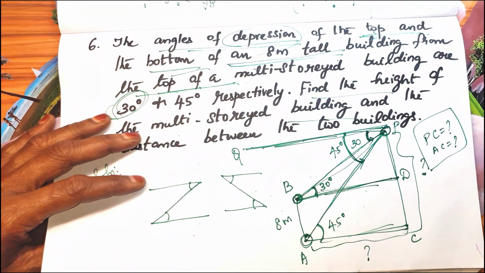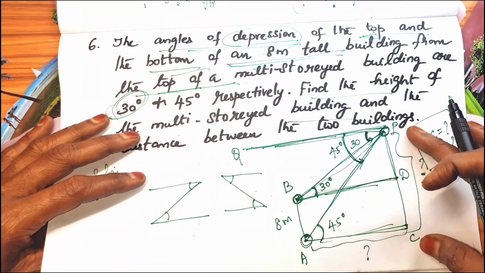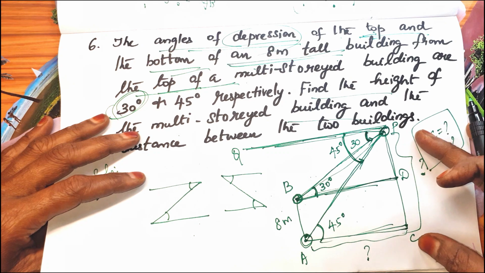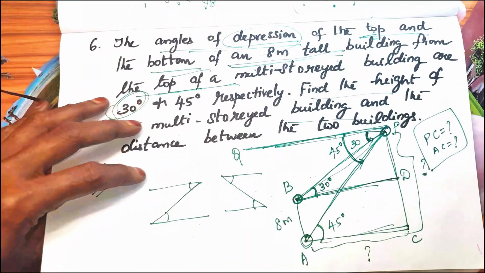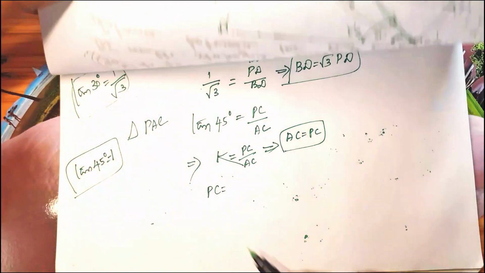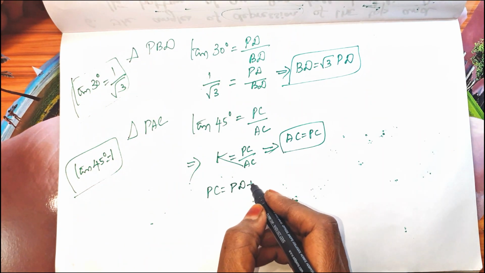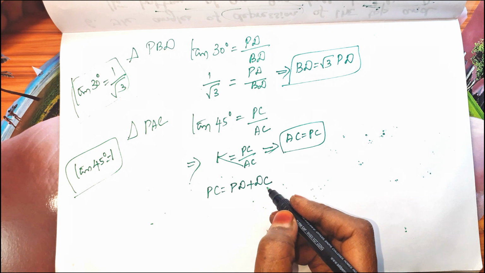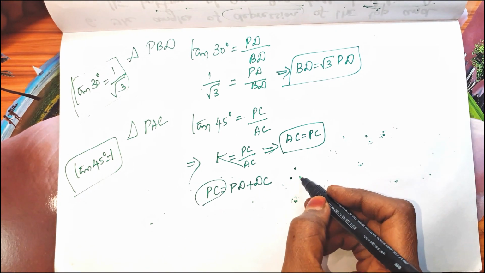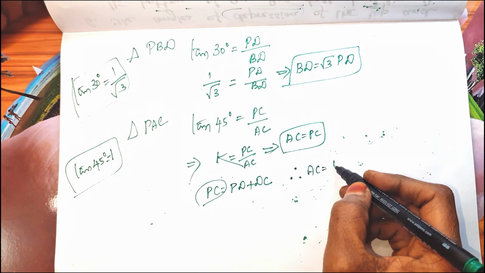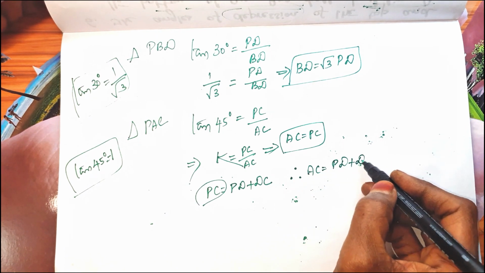What distance do we have to calculate? PC. Am I right? So PC is nothing but PD plus DC. PD plus DC. Okay. So we got PC is equal to AC. Am I right? Therefore, AC is equal to PD plus DC.